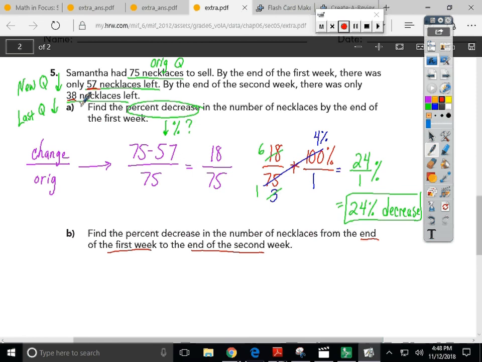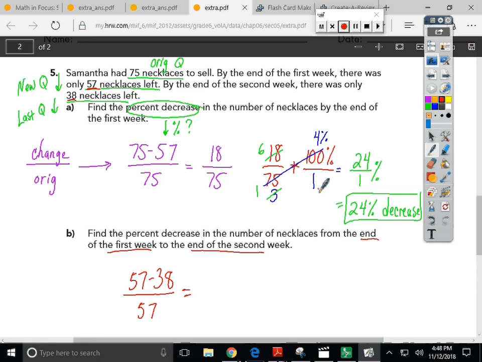So this time when you go to set up your change, if you're going to follow the same strategy, your change is going to represent those two numbers instead. 57 take away 38. And I should also point out that here you're talking about the change from this original number, from the 57. So we're not going back and using the original 75, are we? We're just talking about the percent change from week 1 to week 2. So you would do some simplifying here, turn this into a nice fraction, turn it into a percent by multiplying by 100% over 1, and you'll be heading in the right direction. And you'll talk about percent decrease when you're done.